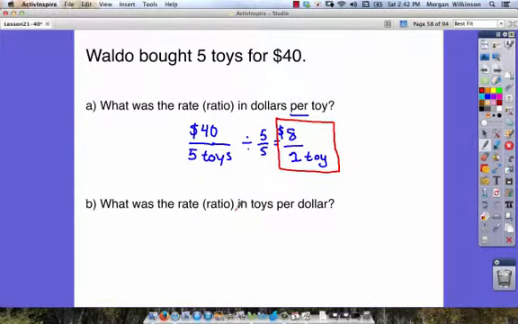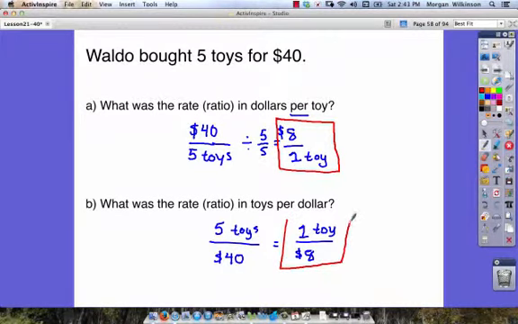What was the rate or ratio in toys per dollar? So this one is going to be the reciprocal. So toys, that's going to be 5 toys per $40. We already know how to reduce that. We know it'll be 1 toy per $8 because we just used the reciprocal, because the problem asked us to write the ratio as a reciprocal, because it said toys per dollar rather than dollars per toy.